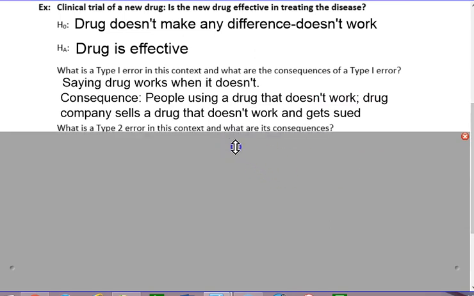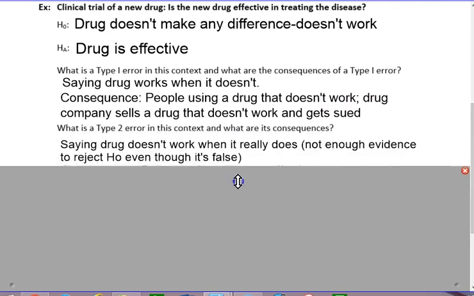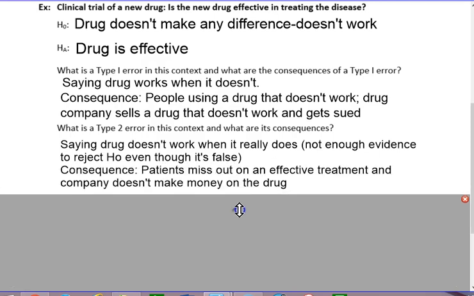A type 2 error in this case would be saying that the drug doesn't work when it really does. There's not enough evidence to reject the null hypothesis even though it's false. Even though the drug really is effective, we don't find enough evidence of that. The consequence: patients miss out on an effective treatment and a company doesn't make money on the drug.